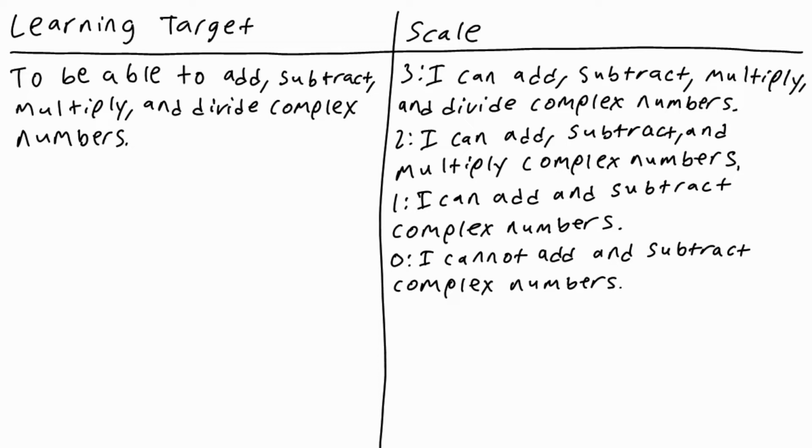The learning target for today is to be able to add, subtract, multiply, and divide complex numbers. On the scale, you're a 3 if you can add, subtract, multiply, and divide complex numbers. You're a 2 if you can add, subtract, and multiply complex numbers, so you're not able to divide them. You're a 1 if you can add and subtract complex numbers, and you're a 0 if you cannot add and subtract complex numbers. Let's get started.